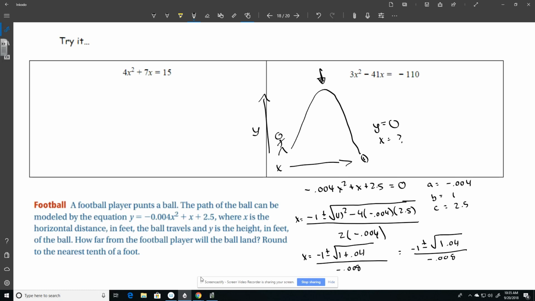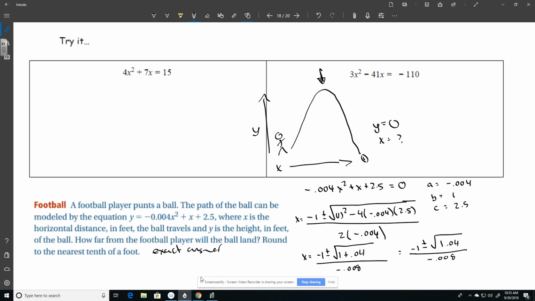Now, here's where I want to be a little bit careful, because the square root of 1.04 is going to be a really ugly number. It's not something nice like our other problems. So I'm going to actually leave it in this form, especially if my problem wants an exact answer. If this doesn't come out to be a nice number, I'm not going to write down the number. I'm going to leave it square root of 1.04.